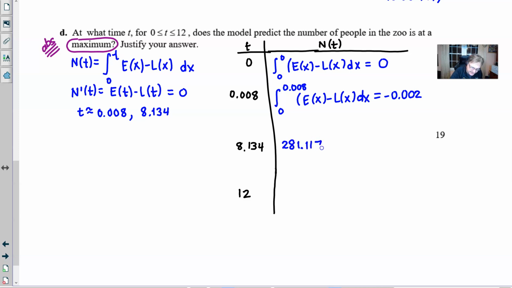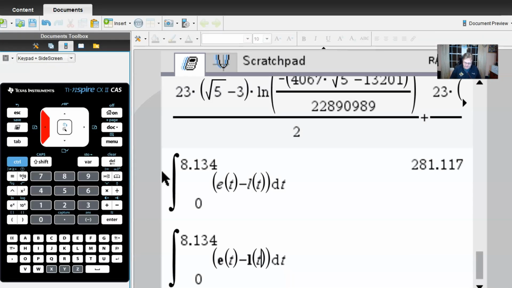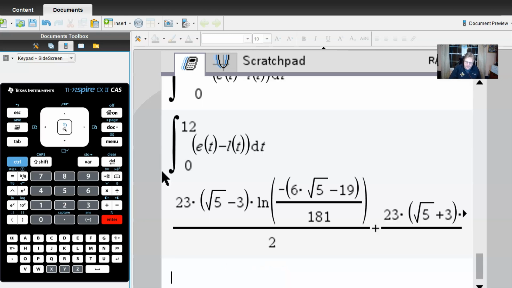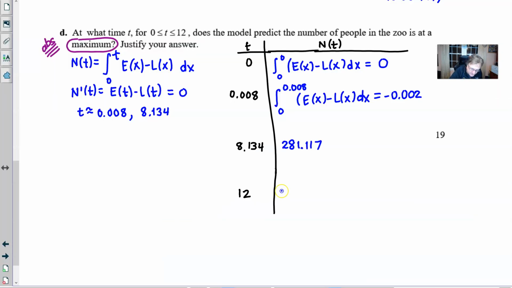Now, I don't see any reason why you would have to recreate this expression in your table. It's very clear. We know what you're doing because you have this defined very nicely on the right side. We're going to on the left side. When we do the same thing here with our 12, we're going to find out if we have a number bigger than the 281. And as it turns out, ooh, it's close, but we do not. 260.905.